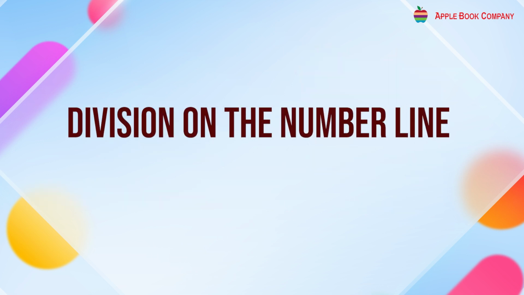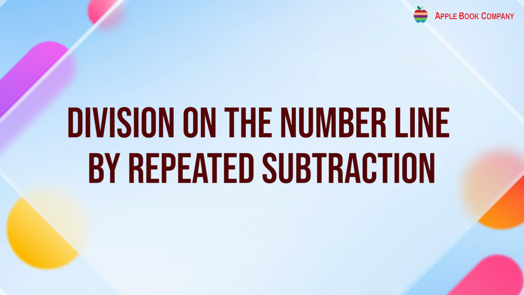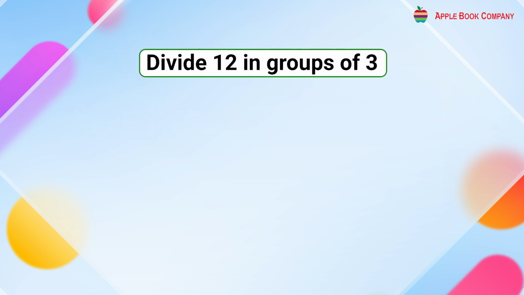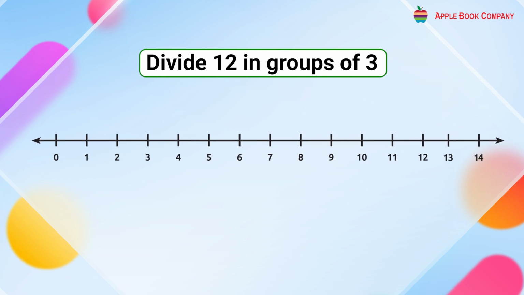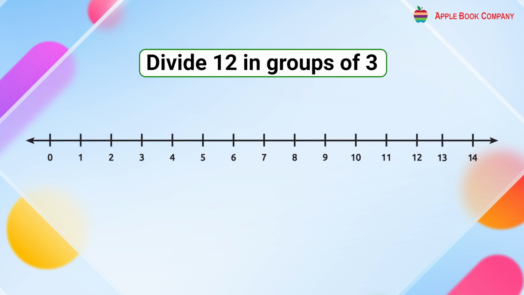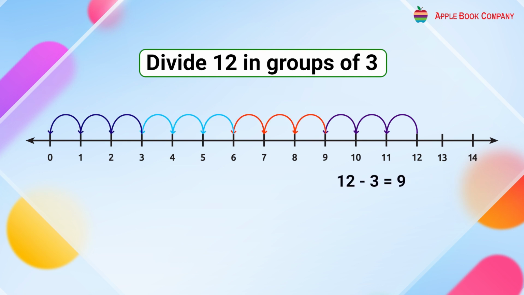Division on the number line by repeated subtraction. Divide 12 in groups of 3. Here is a number line from 0 to 14. Start from 12, jump 3 units to left till we reach 0. So 12 minus 3 is equal to 9. 9 minus 3 is equal to 6. 6 minus 3 is equal to 3. 3 minus 3 is equal to 0.